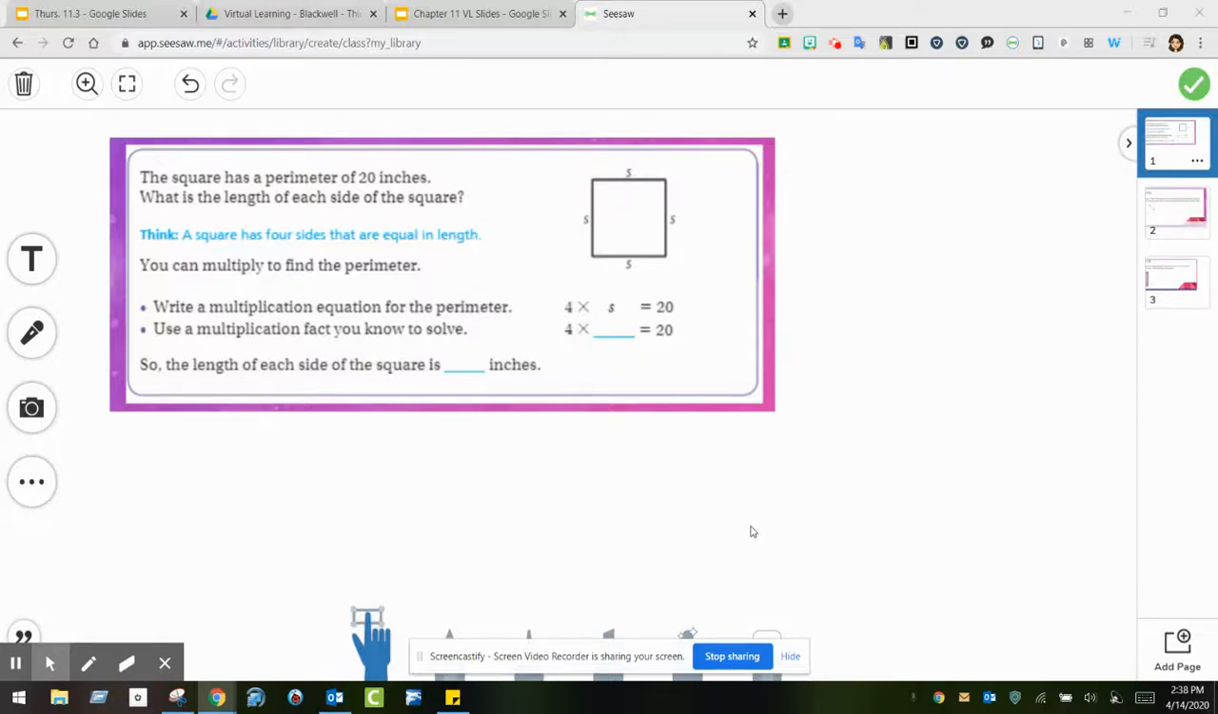Good afternoon, friends. Today we're working on finding the perimeter when we don't know all four sides. So with that unknown side, we do have to do a little bit of investigating to find those different measurements.